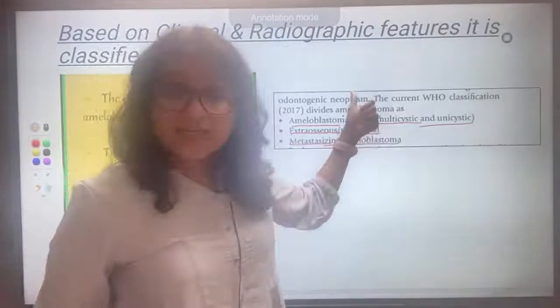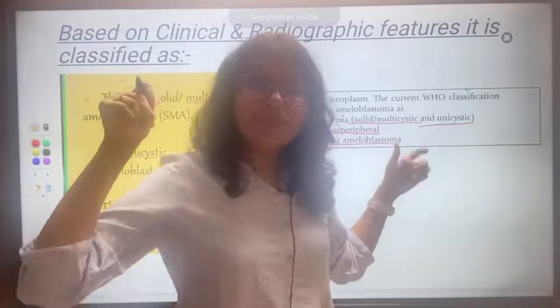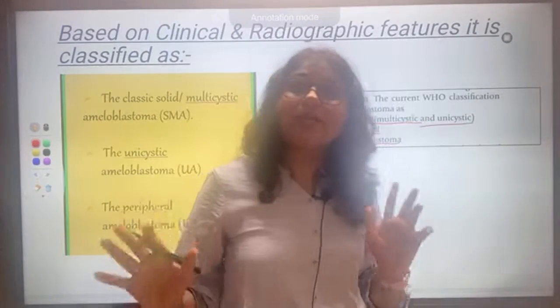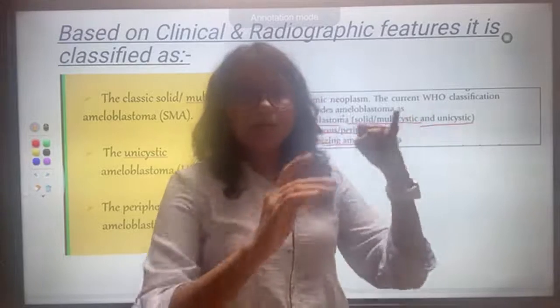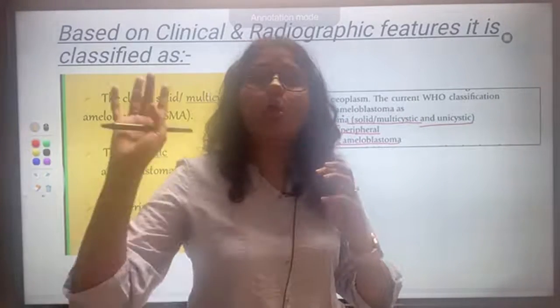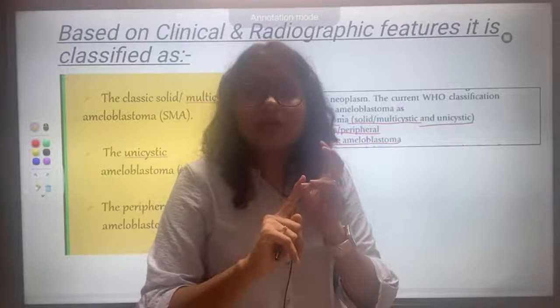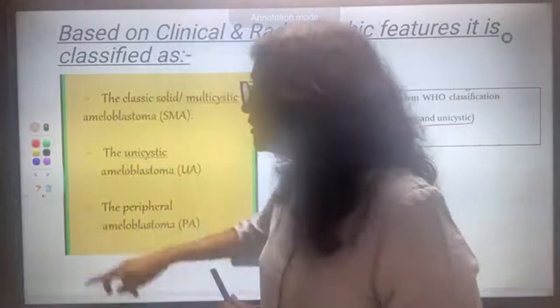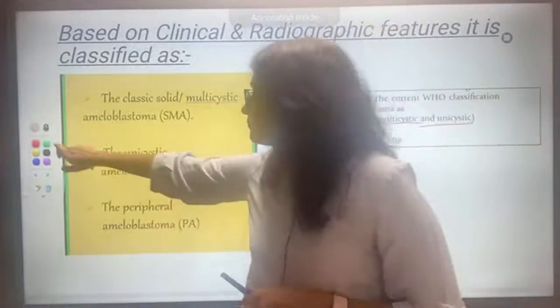This is current, the one right in your exam. There are types of ameloblastoma that are given, right? So remember these types, basic clinical and radiographic features: multicystic or solid, most common classic type; unicystic; peripheral or extraosseous; and metastasizing ameloblastoma. Remember this, okay?